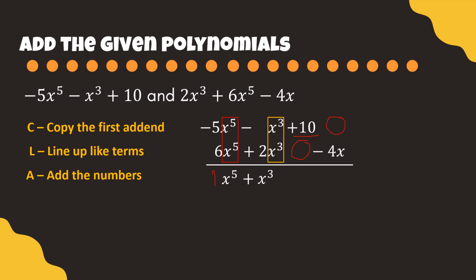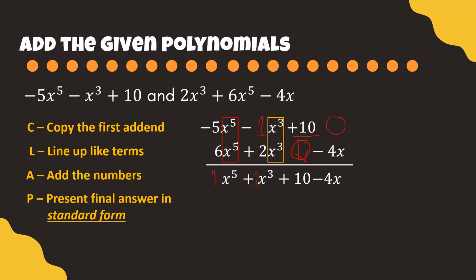Now, again, if it has no coefficient, it is understood that it has a 1. So, 1 plus negative 1 plus positive 2 would give you positive 1. And copy the variables with its coefficient. Then, just bring down the positive 10 and also bring down the minus 4x. So, the last one is P, present final answer in standard form.